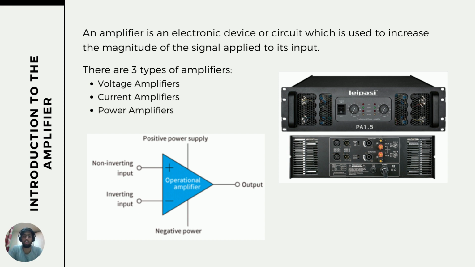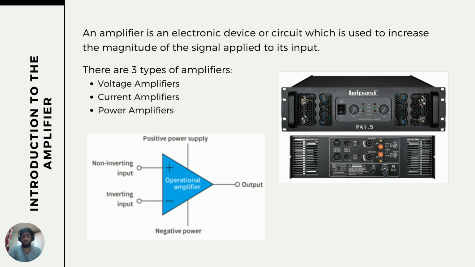As the name suggests, a voltage amplifier is an amplifier that increases the input voltage and produces more voltage at the output. And a current amplifier is an amplifier that increases the input current and produces more output. And a power amplifier is an amplifier that increases the magnitude of power. So these are the three types of amplifiers.